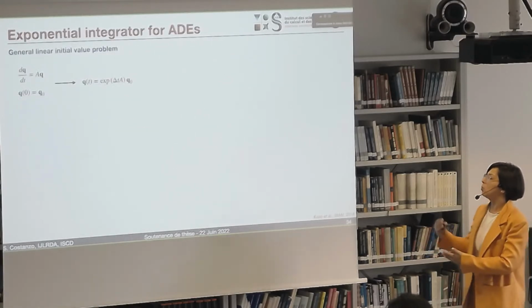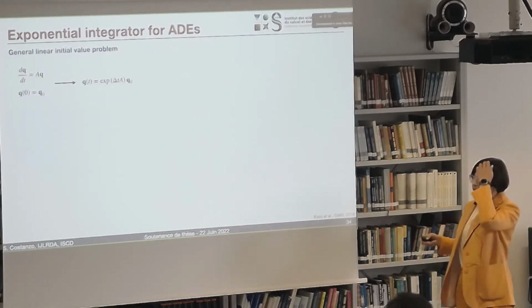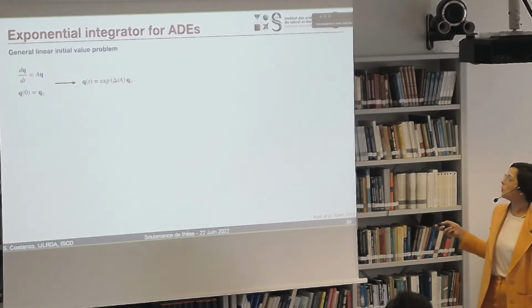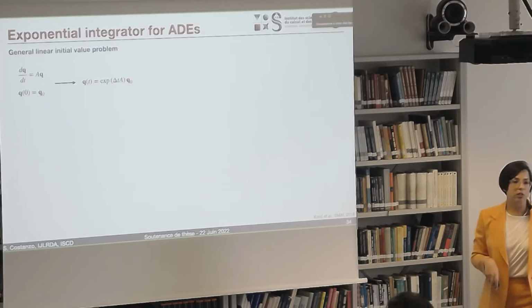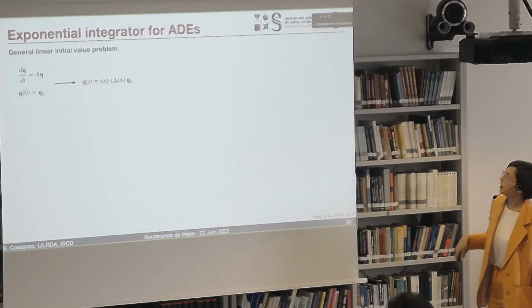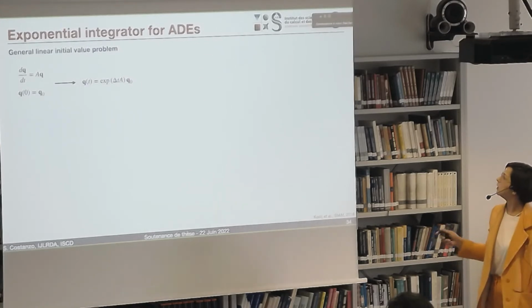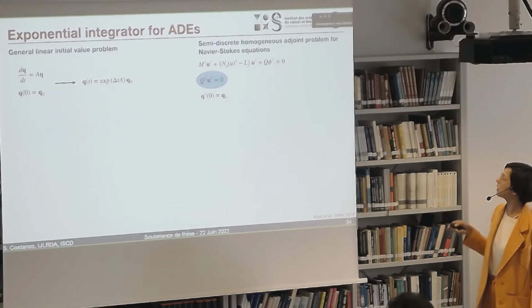So why do we need to add this projection step? This is a general linear initial value problem. We can write the solution of this problem like this when A doesn't depend on t, and we get an exponential matrix. In our case, we have this extra term.